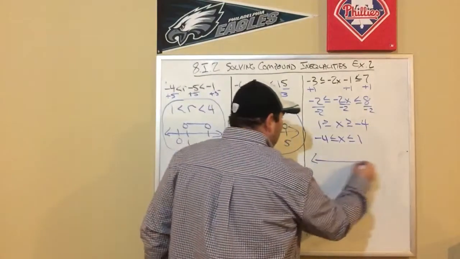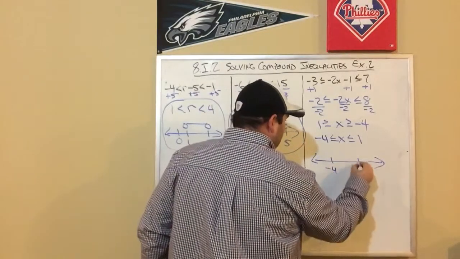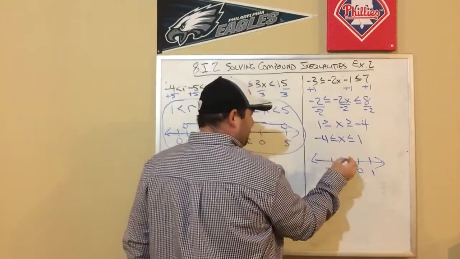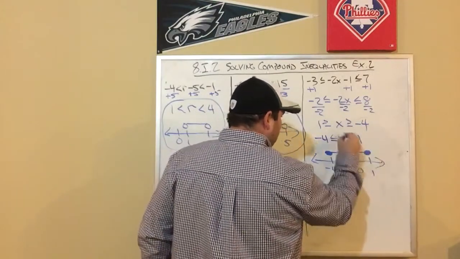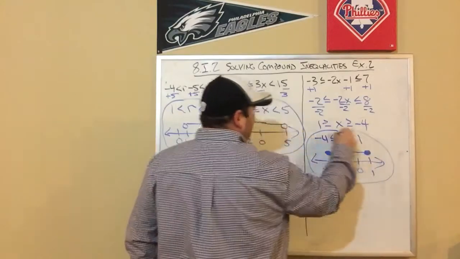Now I can graph that. I got a -4, 0, 1. Fill in my circle because of the equal to. Fill in my circle. And I have my answer.